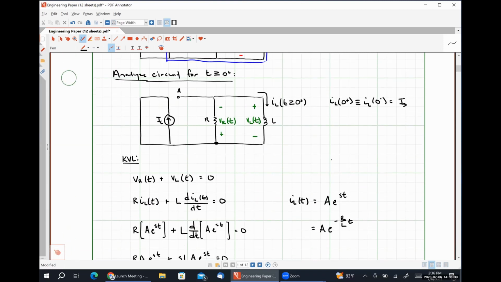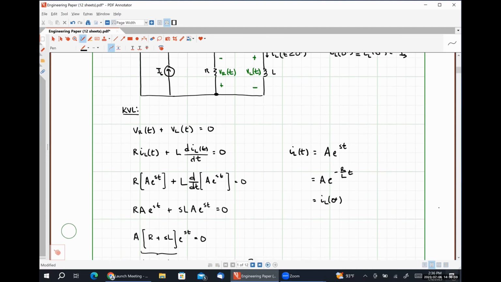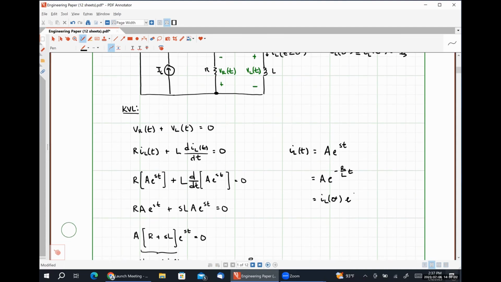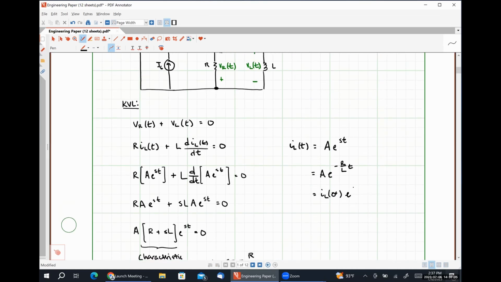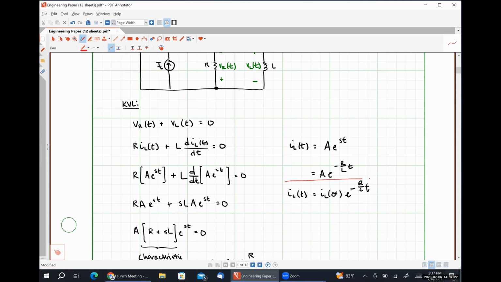Well, if we scroll up here, we can see that we took note to say that IL at zero plus was equal to Is. Generally speaking, we could write this as IL at zero plus is just our value of A, and then we'll have e to the minus R over L times time, and this is how our inductor current is going to behave in any first order RL circuit.